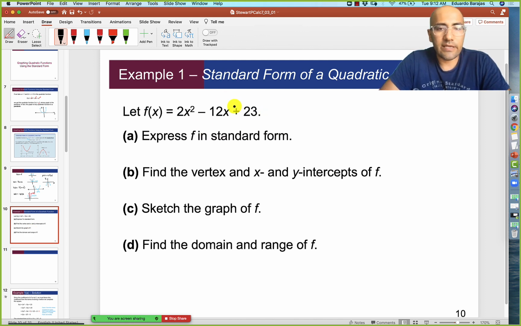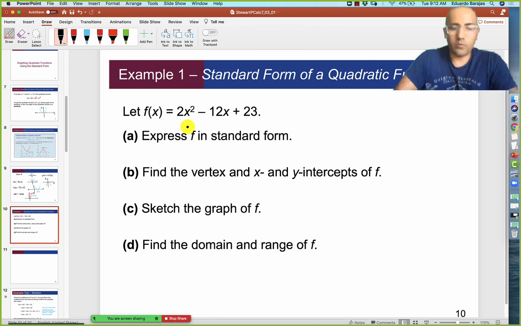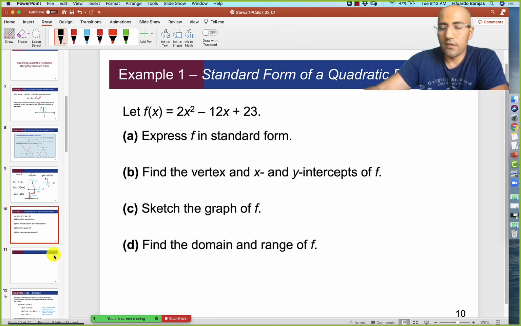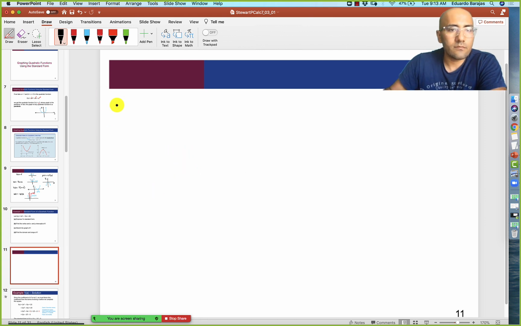Let's express this in the vertex form. How do we do that? Well, that's hard work. To do that, we're going to have to do a process called completing the square, which we've done before, but let's practice it. So f of x equals 2x squared minus 12x plus 23.